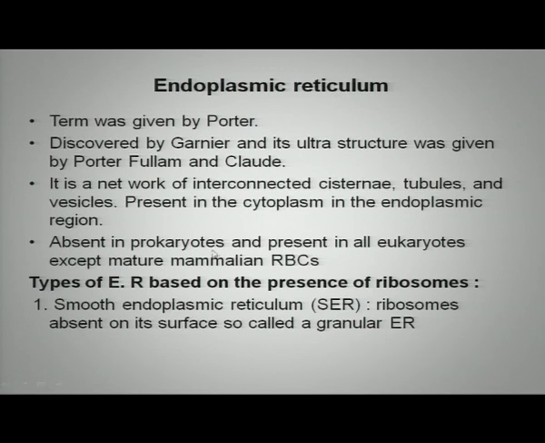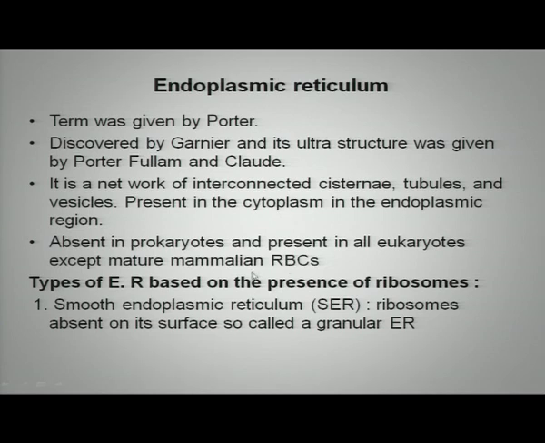They are absent in all the prokaryotes, just like other membrane bound organelles, and they are present in all the eukaryotes except in the case of mature mammalian RBCs.